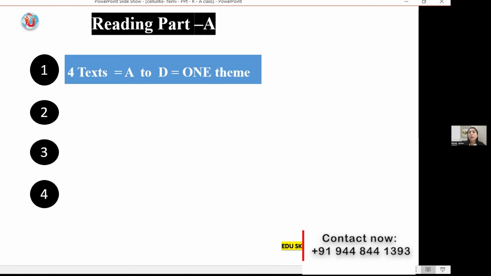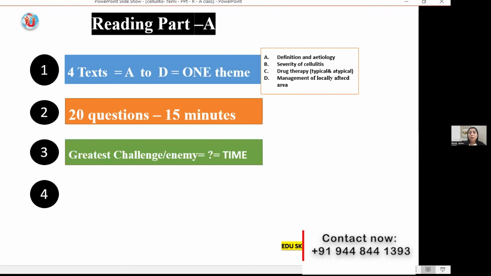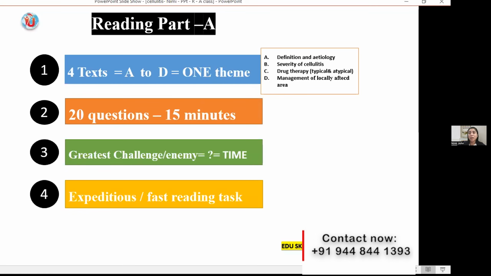As we know, reading part A has 4 texts: text A, B, C, and D. So we have to identify the sequence of each text. There are 20 questions in reading part A. Minimum we have to get 18 out of 20. Then only we can crack our desired score.